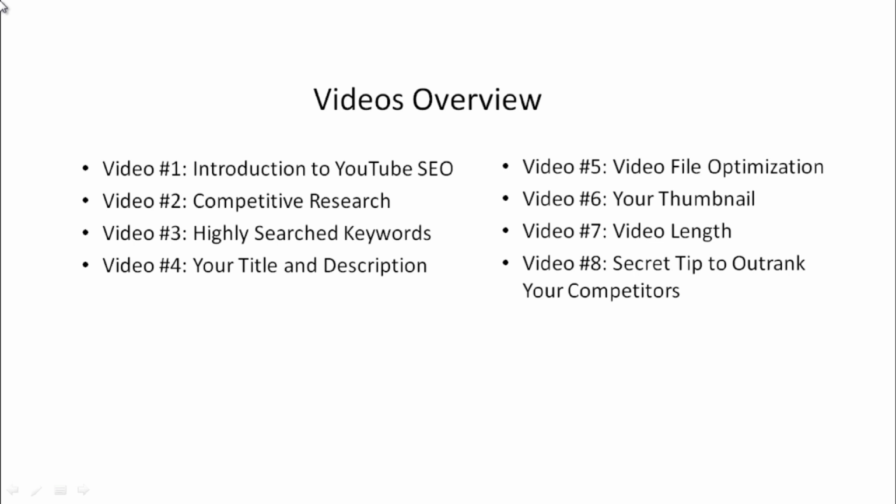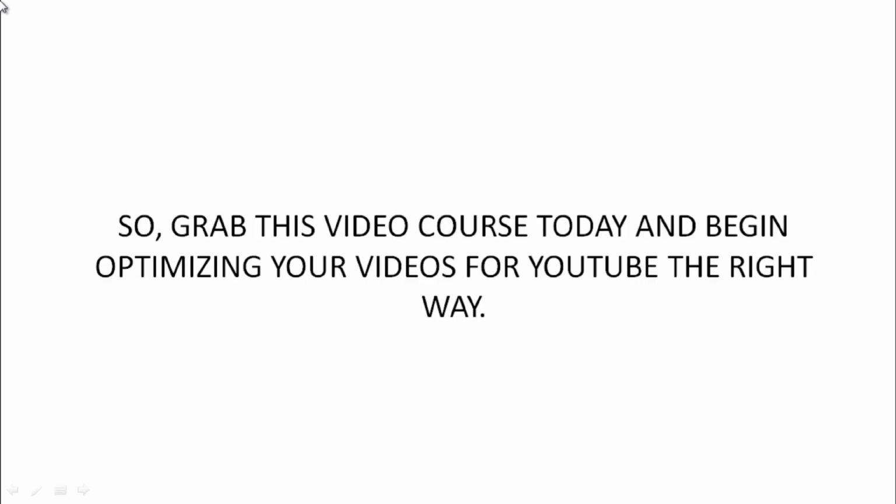Video number 5, we'll talk about video file optimization, which is something that most people don't even know about. Video number 6, we'll talk about your thumbnail, why it's important, and how to create professional thumbnails. Video number 7, we'll talk about the video length and why that is important. And of course, on top of that, video number 8, we'll talk about a secret tip to outrank your competitors. So go ahead and grab this video course today and begin optimizing your videos for YouTube the right way.